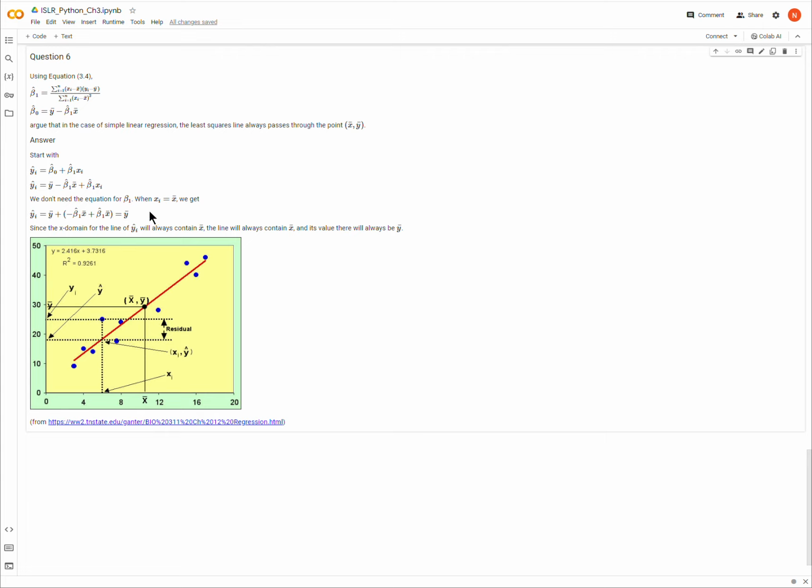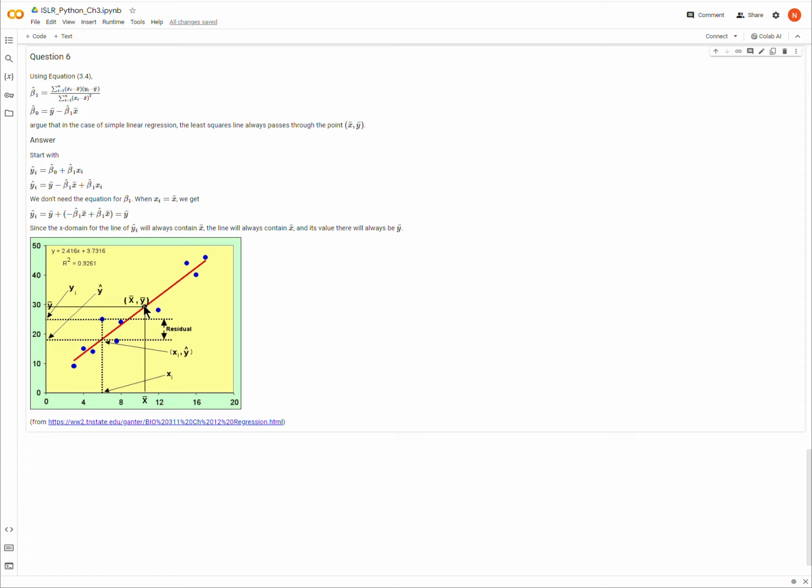Okay. Now, so just down here, when xi equals x bar, that's what this vertical black line is representing. Okay. We get that y hat, the value of the regression line, equals y bar. And that's what's being represented there.